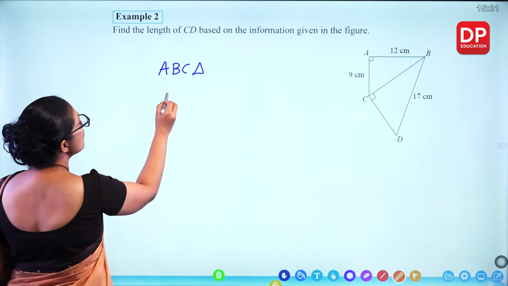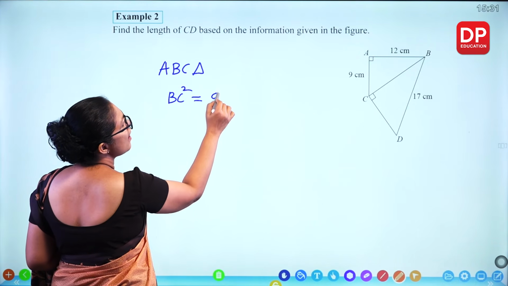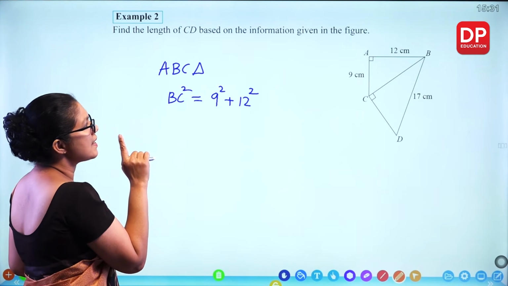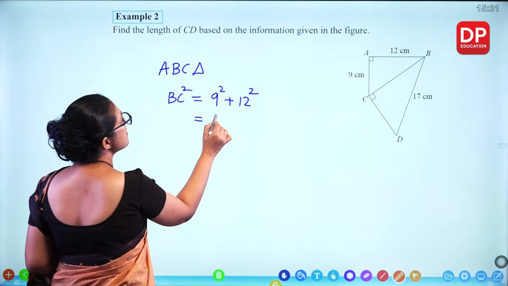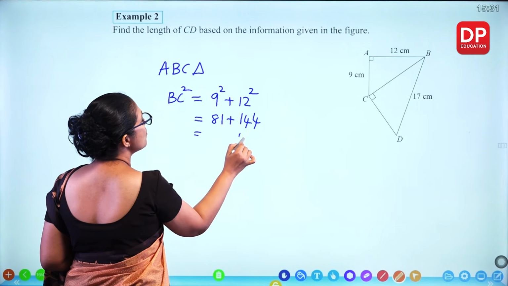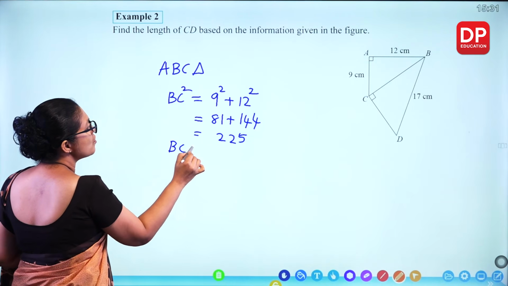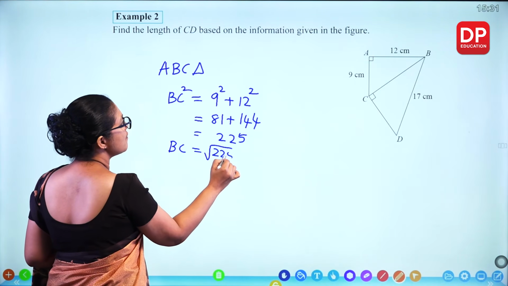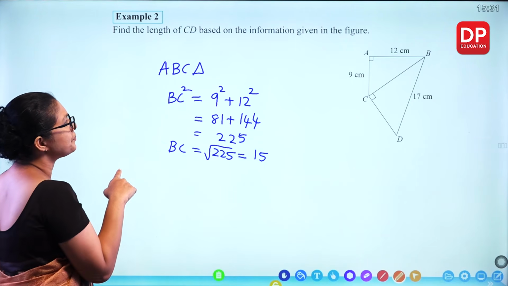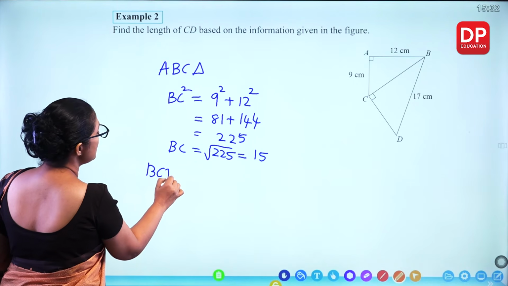So what is BC squared? BC squared is 9 squared plus 12 squared. That's AC squared plus AB squared. 9 squared is 81. 12 squared is 144. When you add, you get 225. Square root of 225, we know that's 15. Now apply the next one, for the next triangle, triangle BCD.